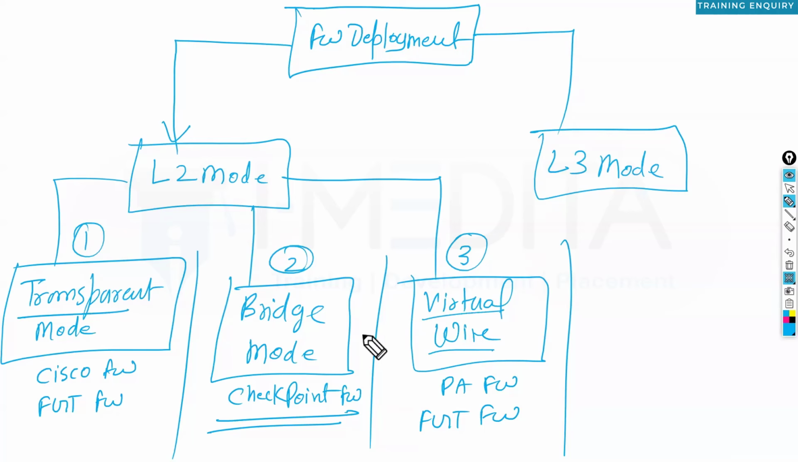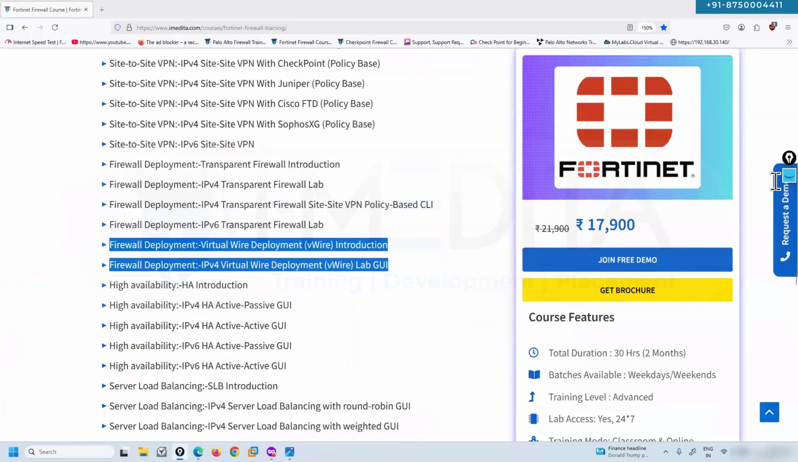So the thing is the same. Transparent mode and vWire are both L2 deployments, but different vendors market this L2 mode with different names. So we will learn both transparent as well as vWire mode deployment here.